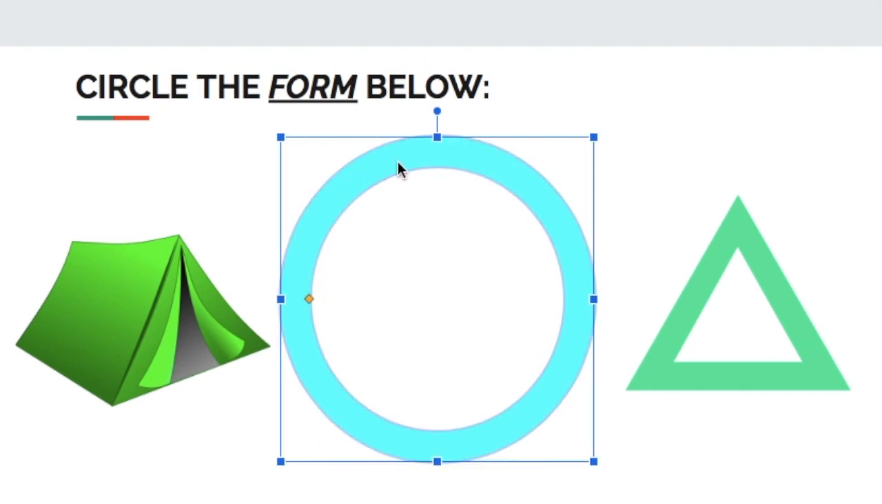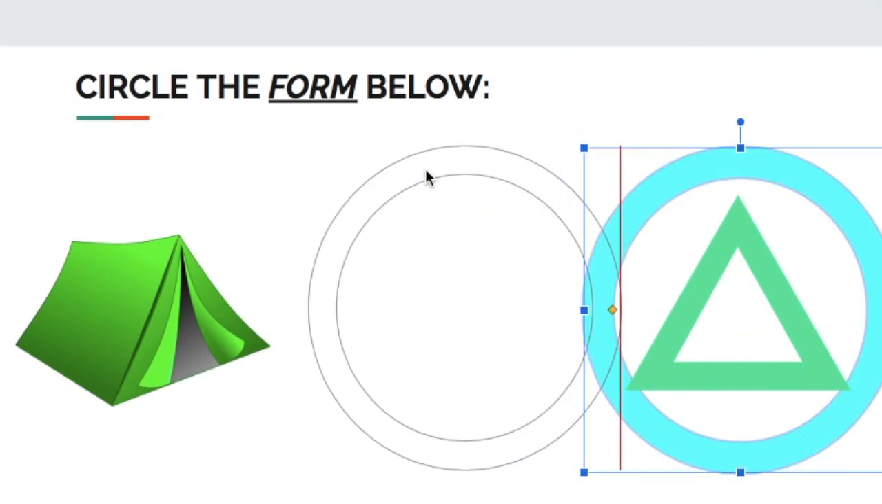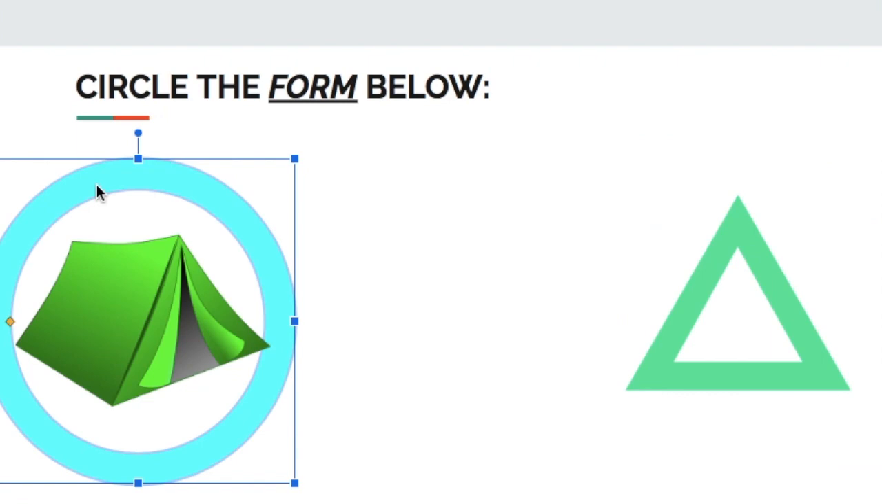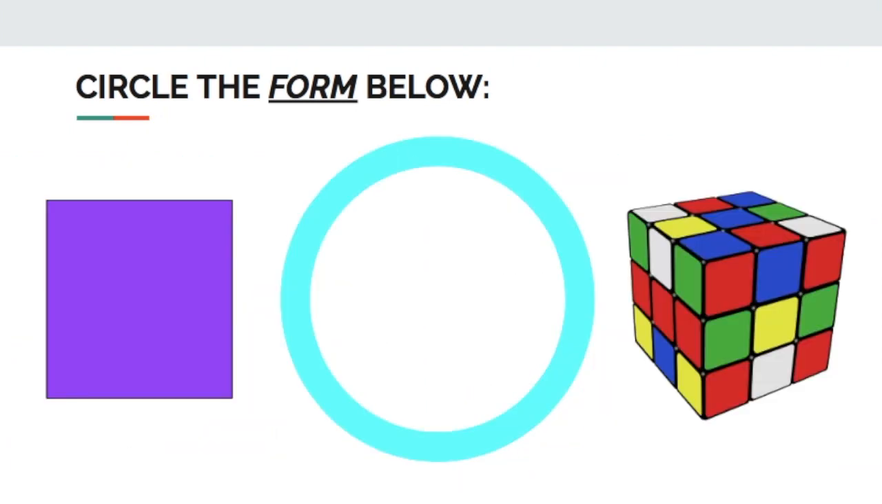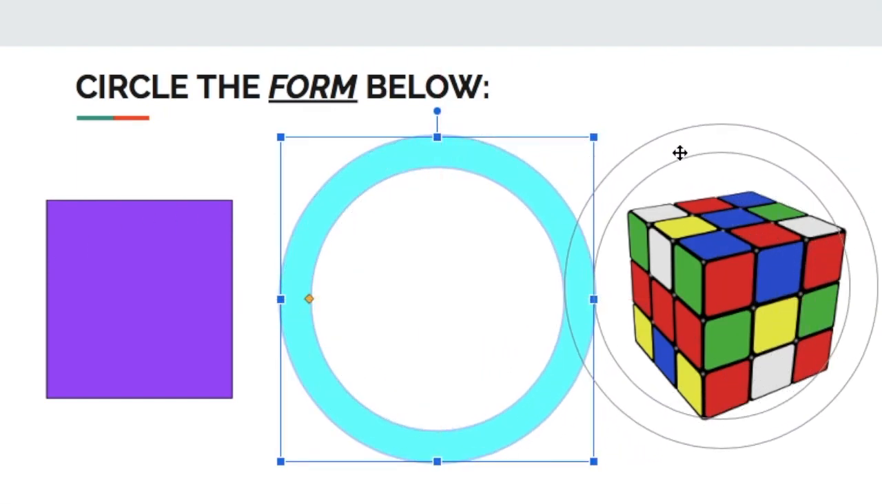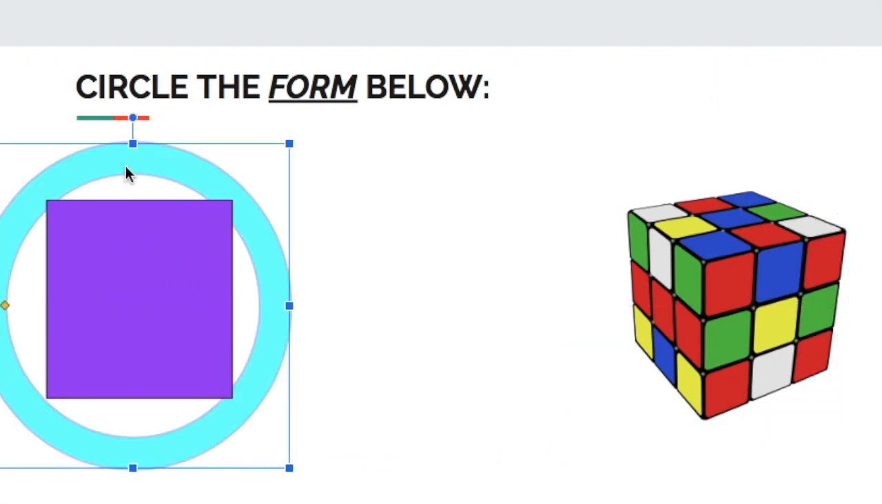On this slide, same thing. You're going to click to activate the circle and then hold and drag it over the object that you think is the form. Our next slide is the same practice. Click to activate the blue circle and then drag and drop it on top of whichever object you think is the form.